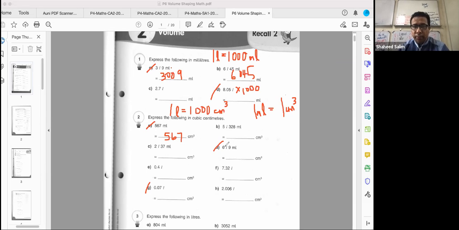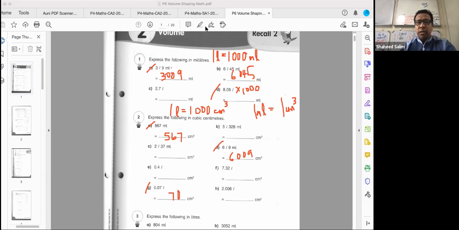Next one down here, 6,009. Okay, because 1 liter is 1,000, then 9 milliliter is 9 cm cube. So you get it. You must be able to imagine. The next one, just times by 1,000, you get 70.